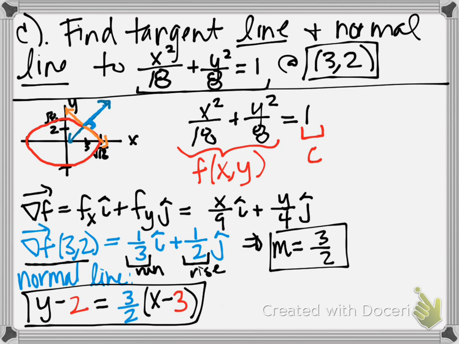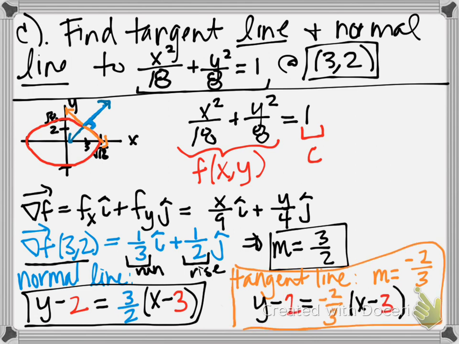Okay, now from this, because we're just looking in 2D, it's actually really easy to get the tangent line, because we know the tangent line is going to go through the same point. It goes through the point 3, 2. And now the slope, well, since these two lines are perpendicular, the slope just has to be the negative reciprocal. So instead of being 3/2, it's going to be negative 2/3. And now you can write the equation for this line. Okay, and that summarizes different ways to find tangent planes, tangent lines, normal lines.